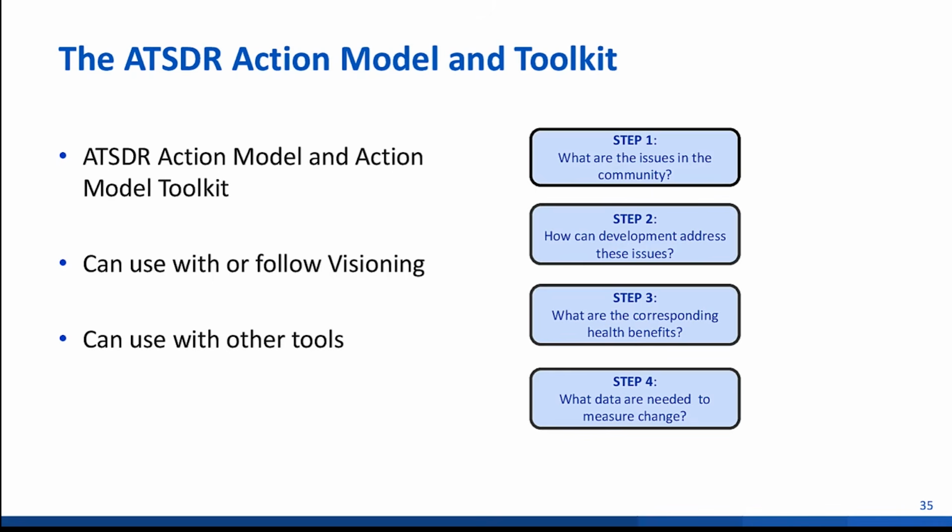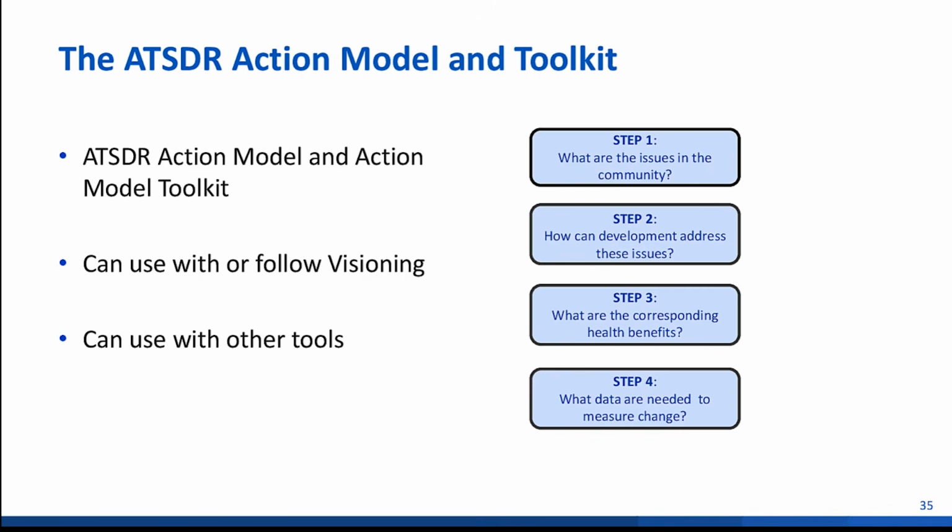The ATSDR Action Model Toolkit helps the wide range of members of the development community find ways to integrate health into the redevelopment. The development community can use the action model to identify common goals or visions and ensure they're incorporated into strategic planning goals for the development community. The image on the right shows the 4 steps in the action model.